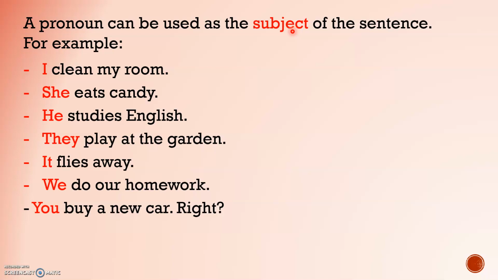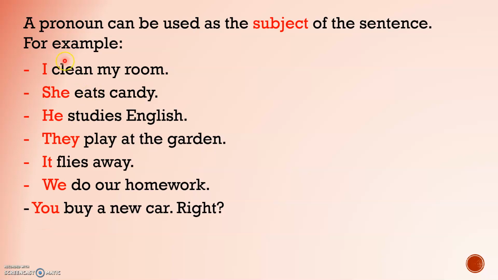Now, we have what we call the subject pronouns. These subject pronouns we can use instead or in the place of the noun in the sentence. So we can replace, بقدر أبدل, we can replace the name in the subject part with the subject pronoun. The subject pronouns are I, she, he, they, it, we, and you. These are the subject pronouns.